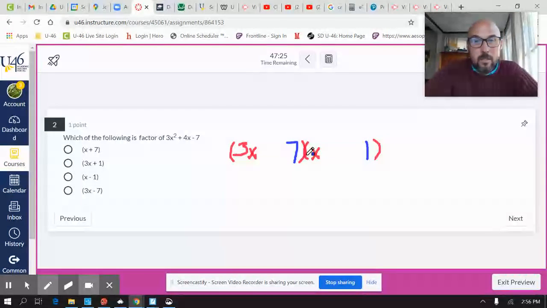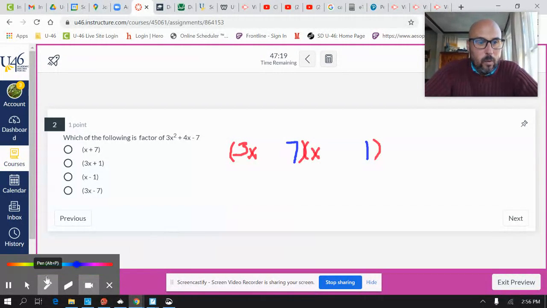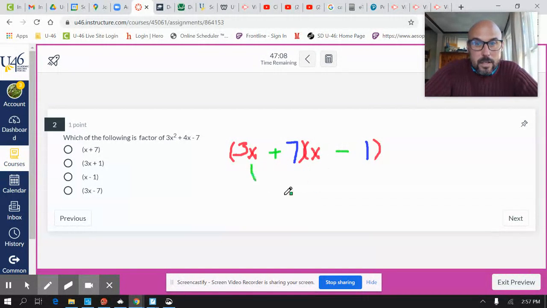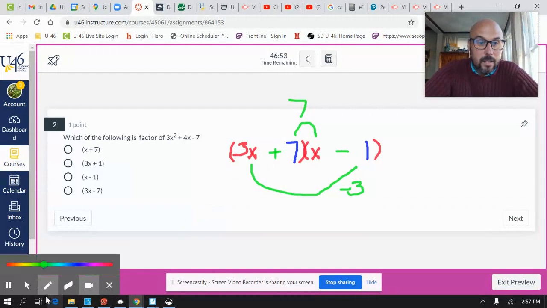And I need these two numbers to multiply to negative 7. So one of these is negative and one of these is positive. Well, which is which? I know I need a positive 4x, so I'm going to make this plus 7 and negative 1, because 3 times negative 1 is negative 3, and 7 times this is positive 7, and positive 7 and negative 3 make positive 4, which is exactly what I got. So this is the factorization: 3x plus 7 times x minus 1. And looking at my choices, it's just x minus 1 that is my correct answer. Everything else is not a factor.